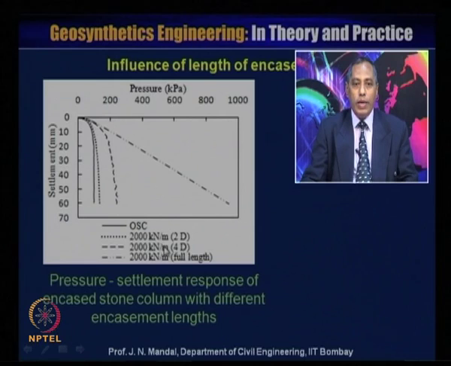Now, when it is 4D, that means the length of the stone column is increasing, and you can see that nature of the curve, that pressure is increasing with settlement. But when it is the full length, that means 5D, with stiffness kept constant at 2000 kilonewton per meter, you can see there is a substantial improvement in the pressure.